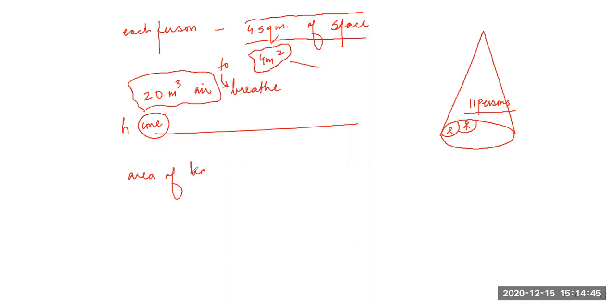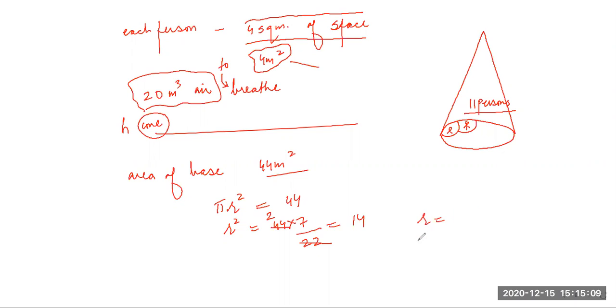That means the area of the circle is how much? 11 into 4, 44 meters square. Now area of the base is pi r square. Very simple. Pi r square is equal to 44. So r square is equal to 44 multiplied by 7 divided by 22. 22 twos are 44, so this is 14. So I'll get r equal to under root 14. Beautiful. I got the radius. Or you could have just written r square is equal to 14.